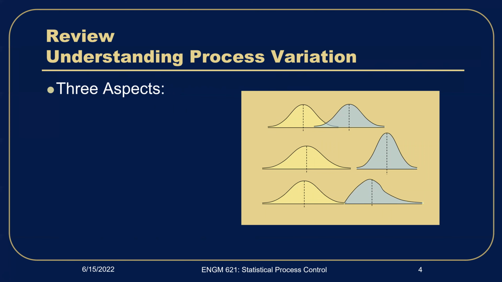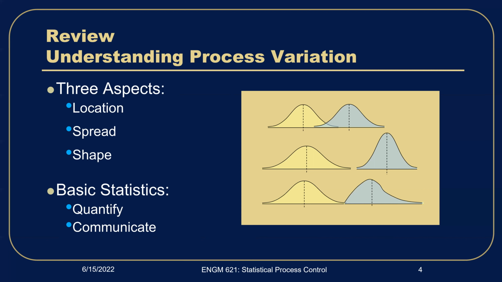So let's first review some statistics or measurements that help us understand process variation. If we use the probability distribution function, PDF, to view them, the horizontal axis represents the value of a random variable x, and the vertical axis represents the density of the probability. People usually focus on 3 aspects: location, spread, and shape. The basic statistics should reflect the quantity and how it communicates information.